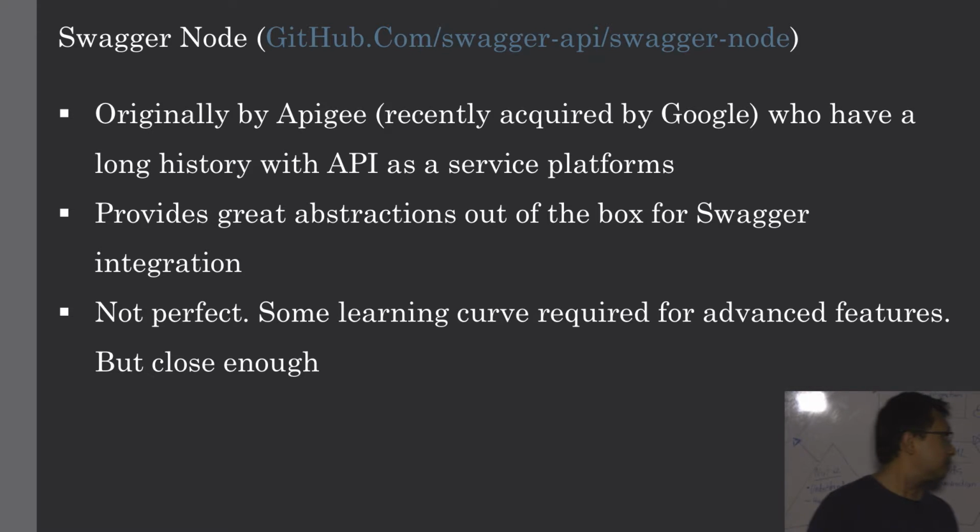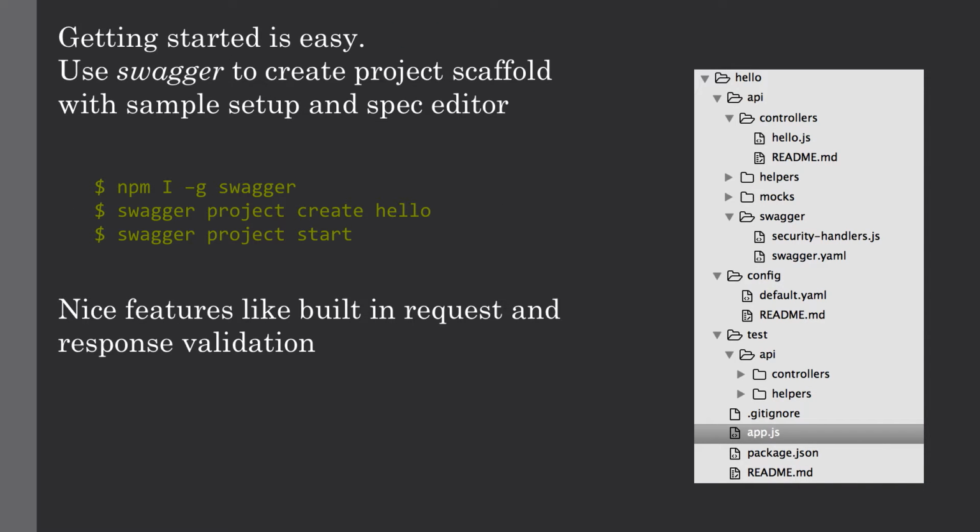It provides great abstraction out of the box, which is good. It's not perfect, there's some learning curve required for advanced features, but it's close enough. And it's also very, very fast from what I've seen. How do you get started with something like Swagger Node? You install the Swagger package.